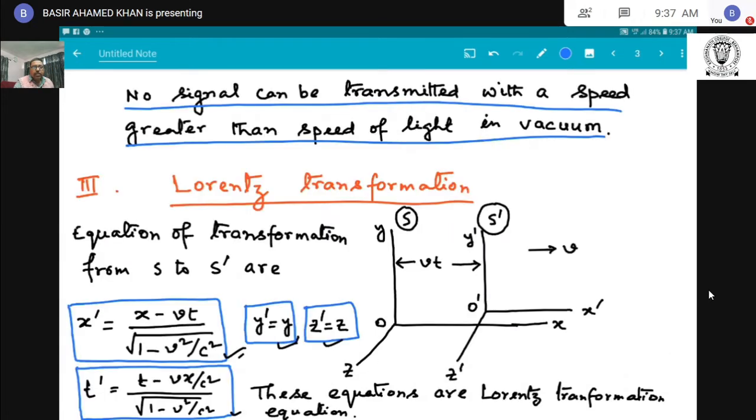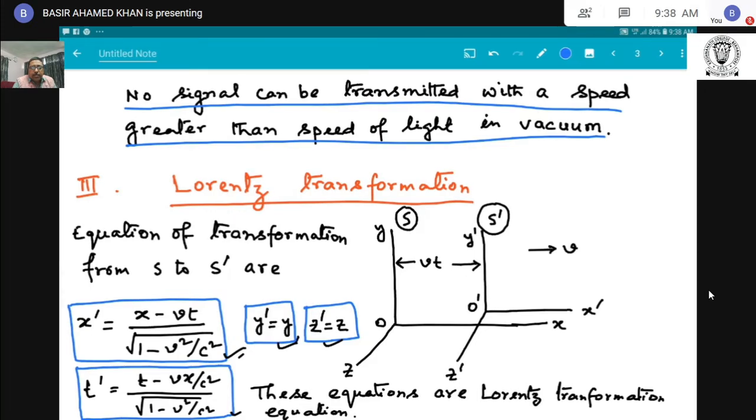Now the Lorentz transformation. Let us consider two inertial frames S and S dash. In S frame the coordinates are x, y, z, and O is the origin. In S dash frame the coordinates are x dash, y dash, z dash, and O dash is the origin. S dash frame is moving with velocity v with respect to S frame.